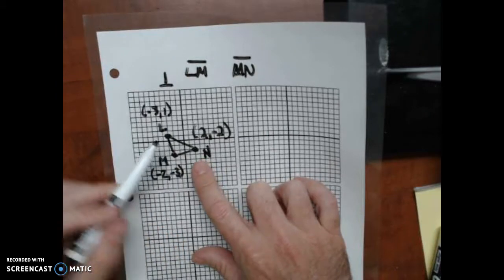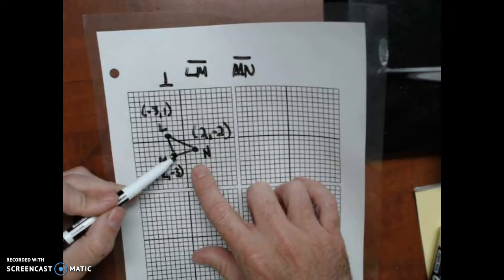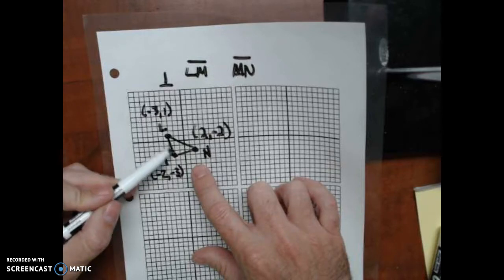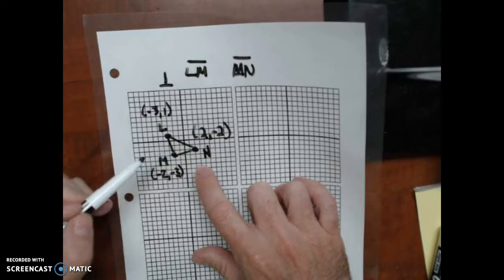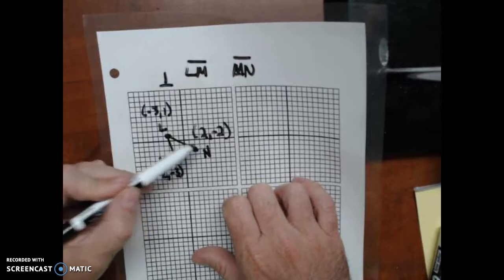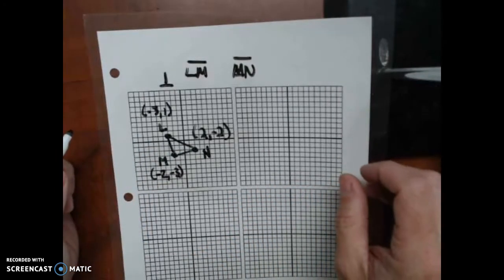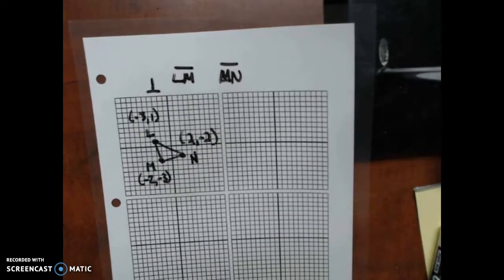So we're going to do the exact same thing. We want to find out what's the slope of that line. We don't care about the whole equation of that line. We just want the slope of that line segment and the slope of this line segment here. Okay, so let's get that set up.